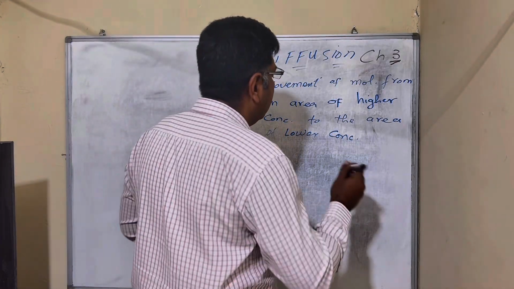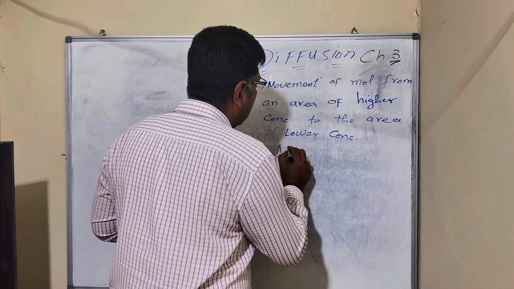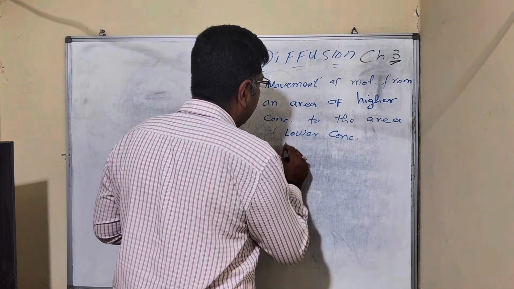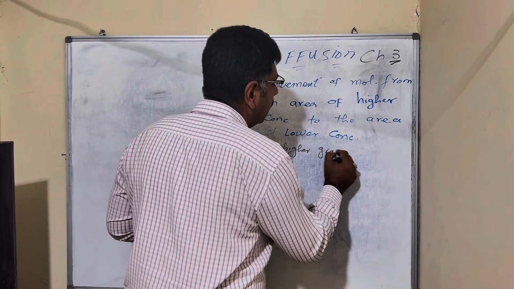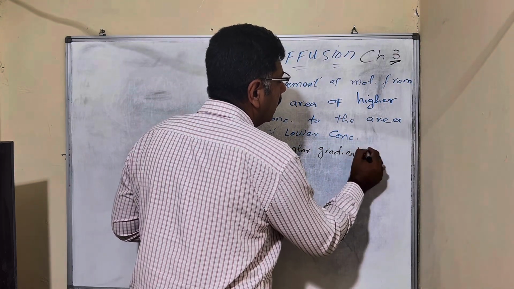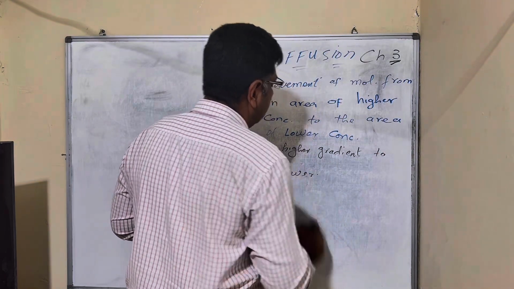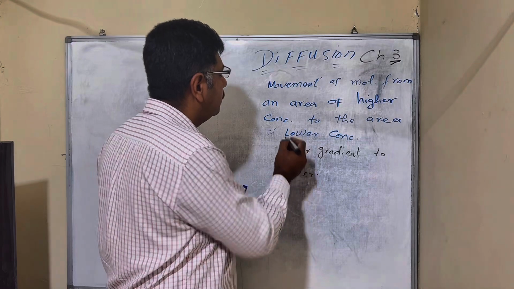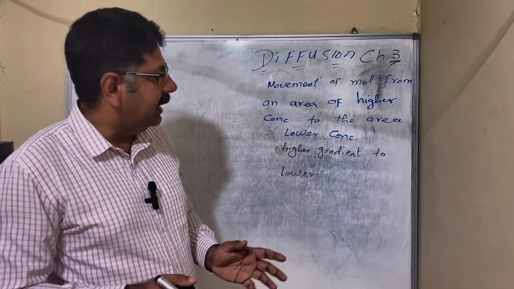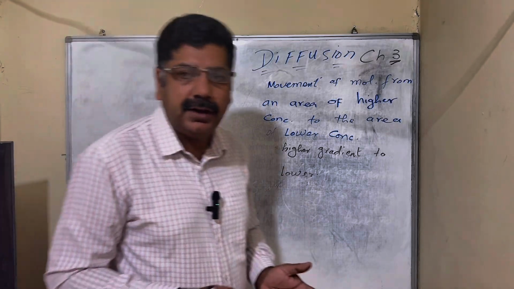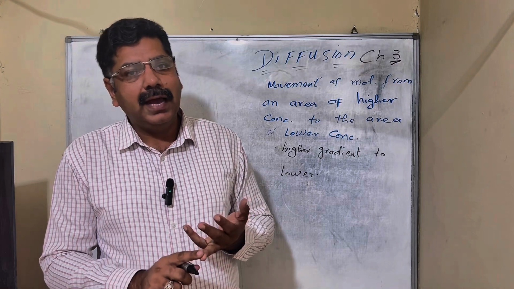So when we say area of higher concentration, we can also say higher gradient, higher to lower one, from higher gradient to lower one. Why is diffusion needed? There are several reasons for the living things, for the plants, for the animals.